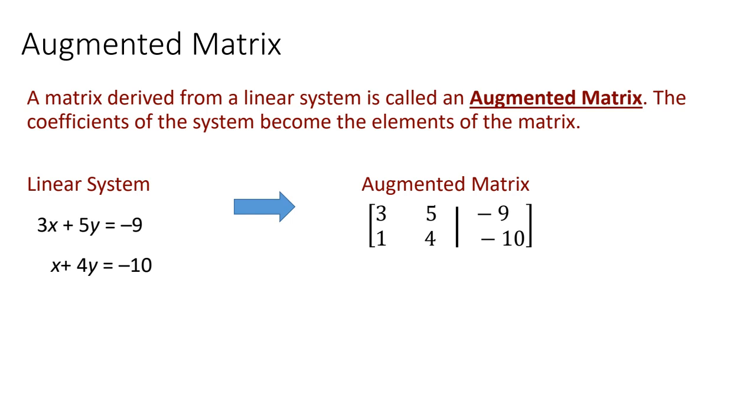So for instance, if I have a linear system here, which is 3x plus 5y equals -9, and x plus 4y equals -10. To convert this into its augmented matrix form, I'm only grabbing the coefficients. So for this first one, the coefficient for the x is 3. It goes here on the first position, row 1, column 1. The 5 goes in row 1, column 2. The equal in our augmented matrix form is represented by a dashed line here.